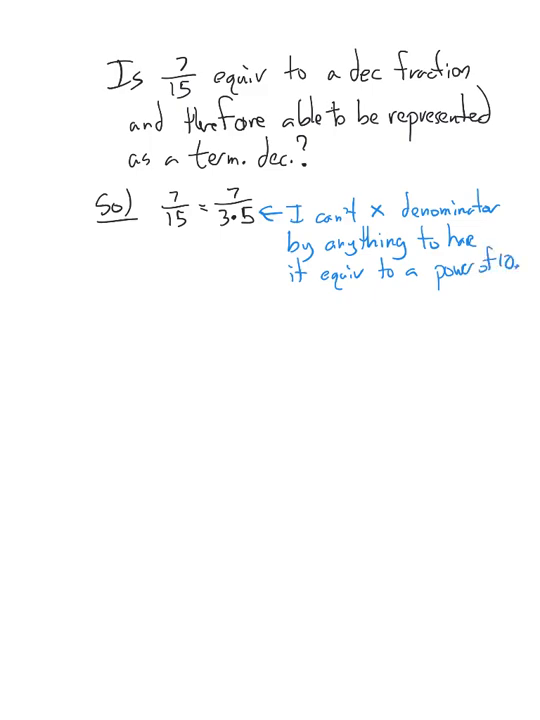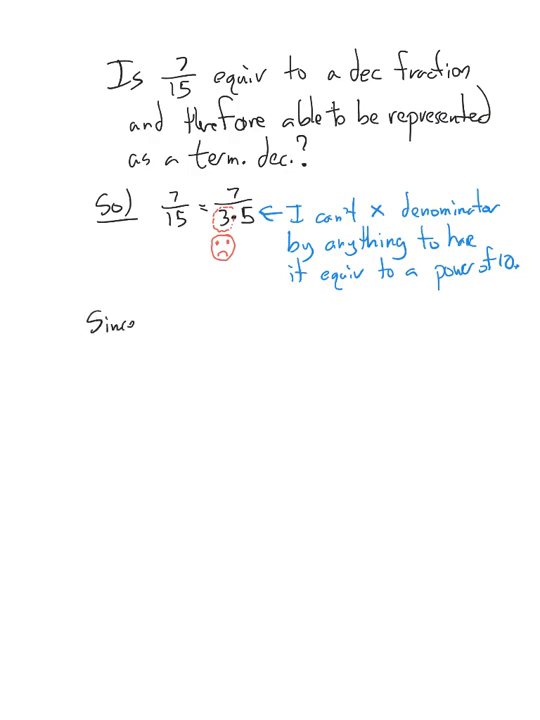And the problem is, remember, 10 is 2 times 5. So any power of 10 has to have just 2s and 5s in it. But we have this 3 here. So whatever I multiply by, since I'm multiplying the top and bottom by that, the 3 is not going away. So anytime I have a prime that isn't 2 or 5, for the most part, there's one caveat, then it's not going to be able to be represented as a terminating decimal.